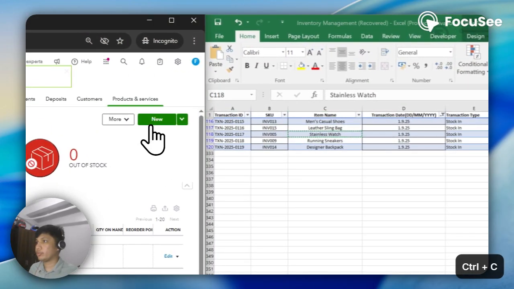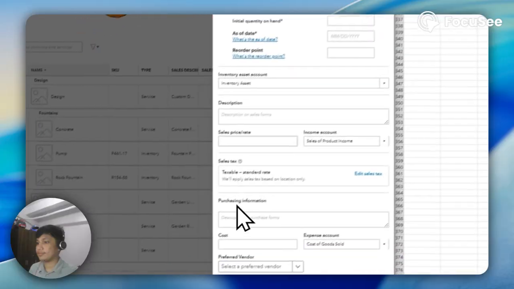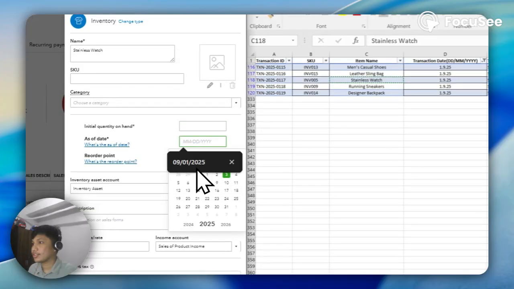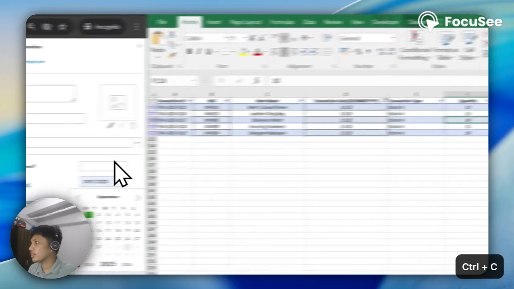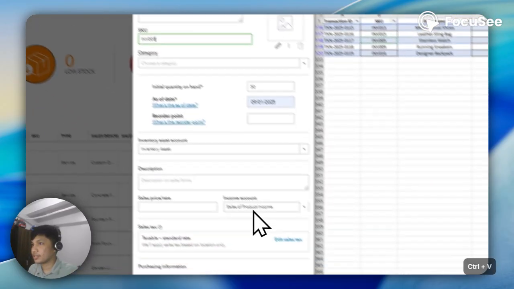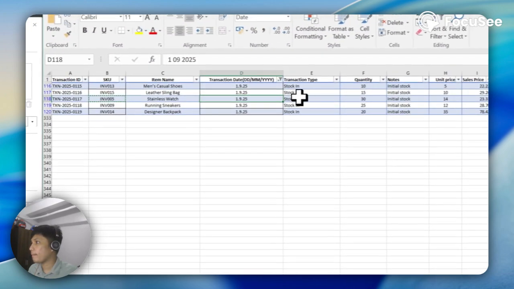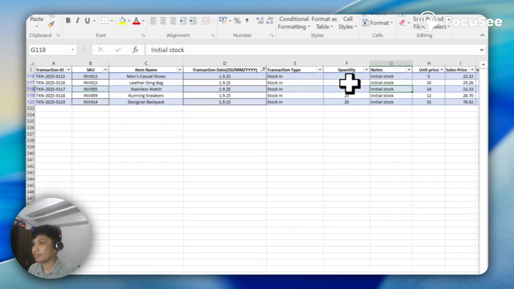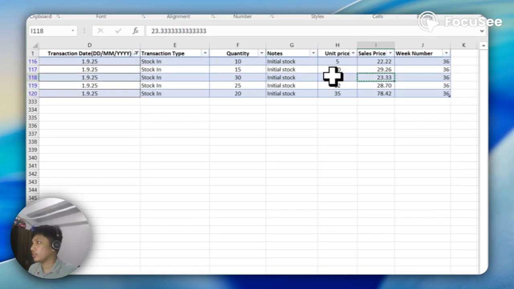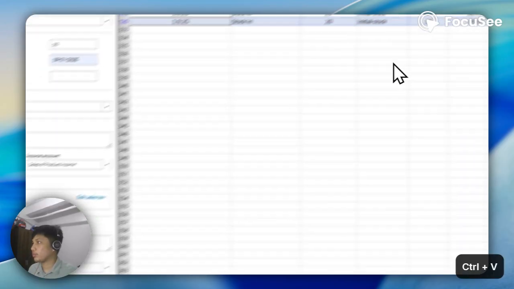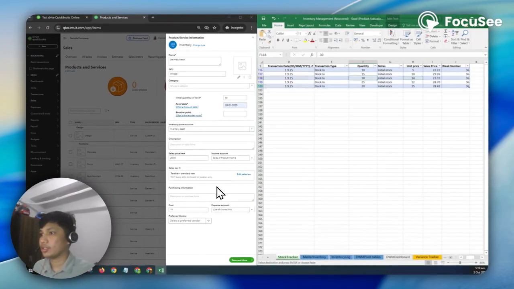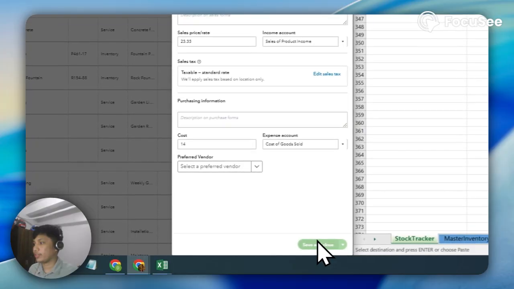For the third one, the stainless watch. The quantity is 30. The SKU is EINB005, and the sales price is 23.33. The unit price is 14. Everything is correct. I'll save and close.